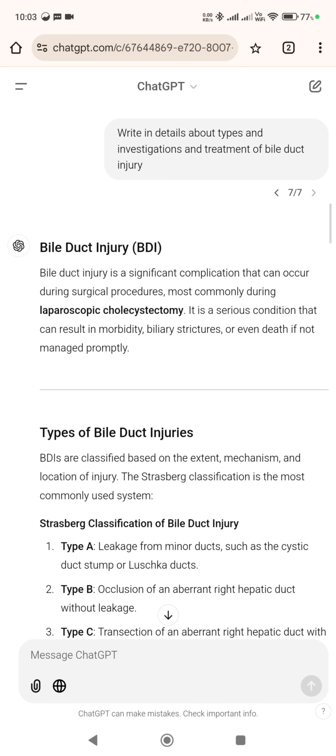Types of bile duct injuries. BDIs are classified based on the extent, mechanism, and location of injury. The Strasberg classification is the most commonly used system. Strasberg classification of bile duct injury.